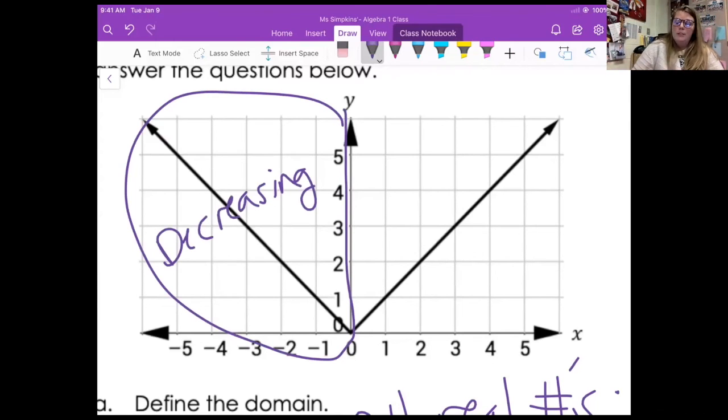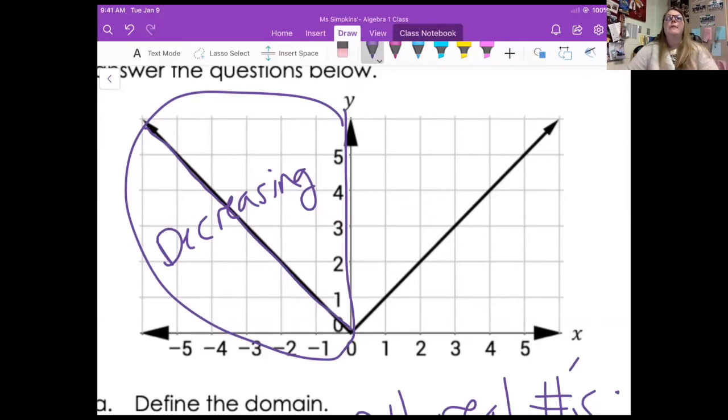Now, let me finish. I realize there's an arrow there that's pointing up. I don't care about that arrow. Which direction do you read in? I hope you read left to right, okay? So if we started as far left as possible and we were moving along this graph, it was heading down.